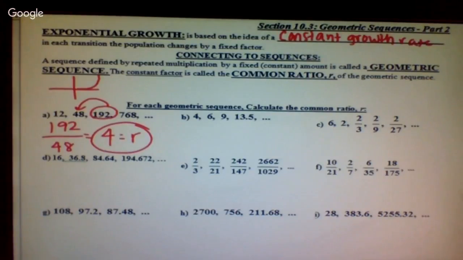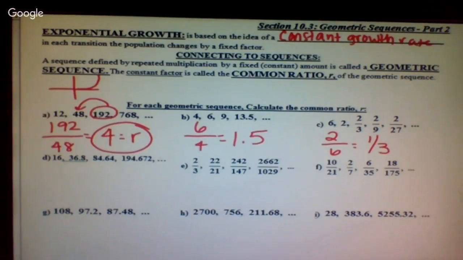1.5. Okay, so B, 6 divided by 4, 1.5. Again, you can pick any number in the sequence you want except the first one, because there's nothing that comes before it. And any number you pick, you divide by the number that comes before. So here we do 2 divided by 6.